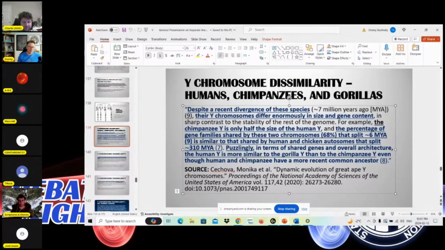And then they point out, puzzlingly, in terms of shared genes and overall architecture, the human Y is more similar to the what? To the gorilla than to the chimpanzee Y, even though human and chimpanzees share a more recent common ancestor. So that's a break in the nested hierarchy. And I would argue this is a very powerful point. This is very strong testimony to the separate ancestry model.